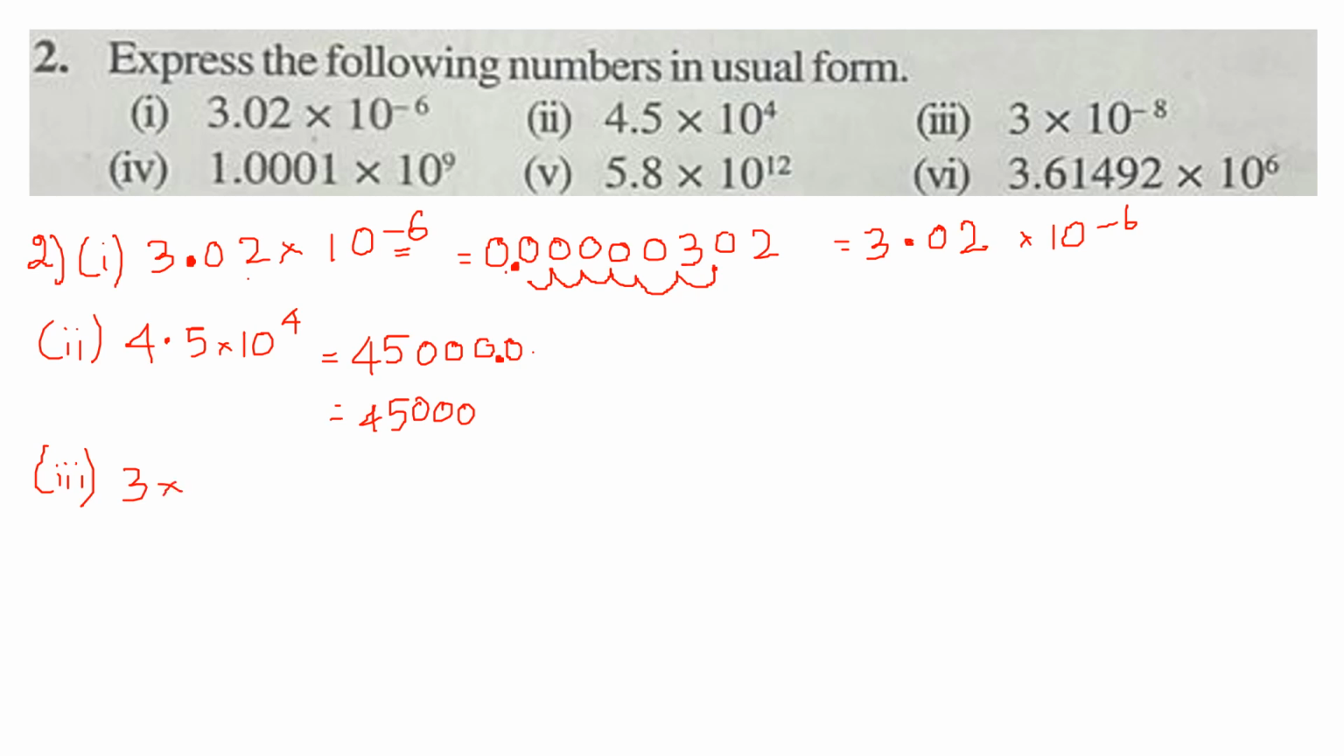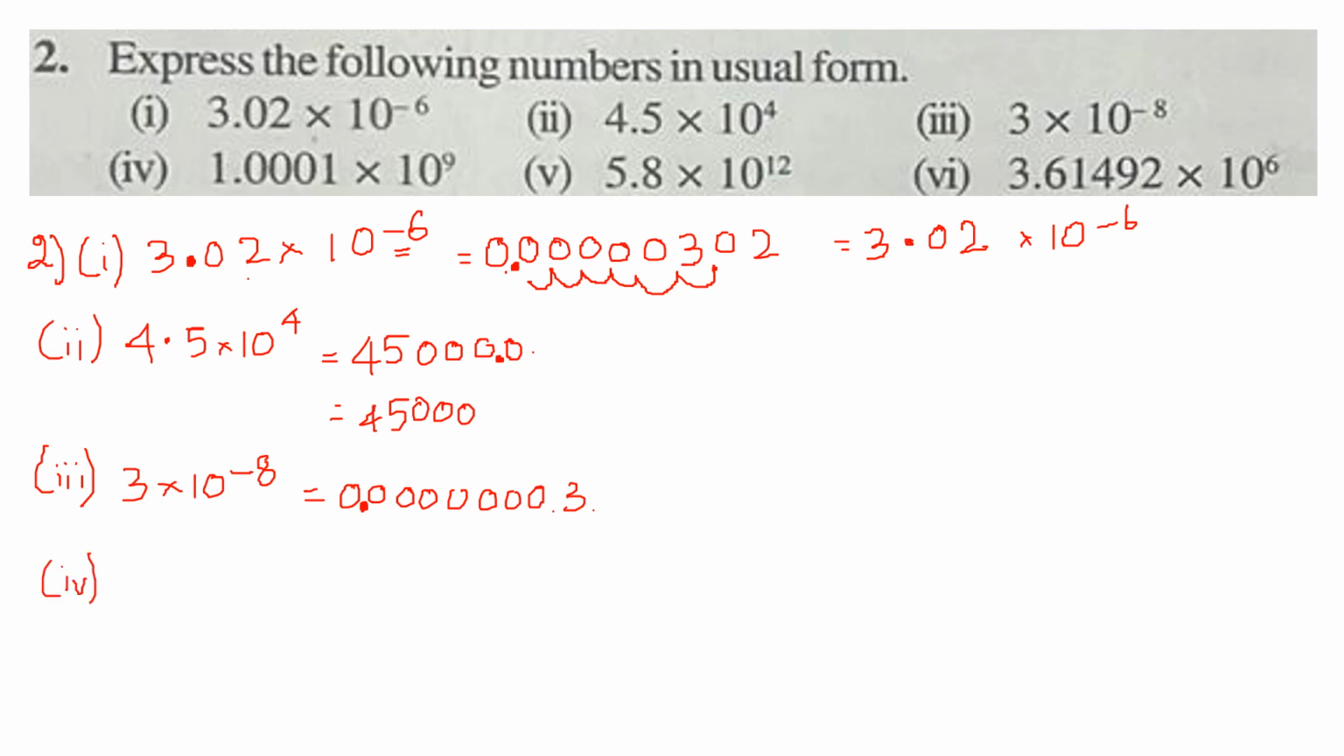Okay, moving on to the third problem. 3 into 10 to the power minus 8. So what is our first step? Whatever negative power is given, that many zeros you will have to add. So write 8 zeros, 1, 2, 3, 4, 5, 6, 7, 8, and then write 3. 3 is nothing but 3.0, right? So your point is moving forward 8 steps. So 1, 2, 3, 4, 5, 6, 7, 8. So your point would be here. So this is our answer for the third question.